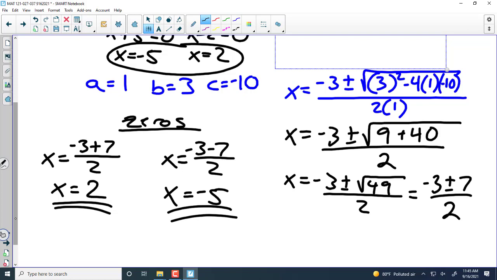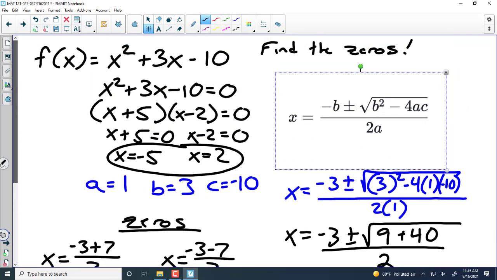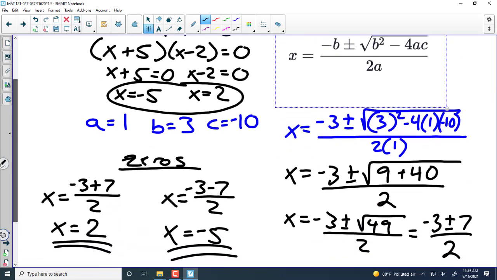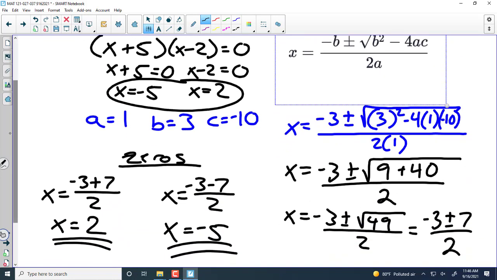Negative 3 minus 7 is negative 10. Divided by 2 is negative 5. Did we get the same answers that we got when we factored? Yes. Yeah, that's the whole point. Now, if you can see how to factor it, is factoring quicker? Yes, but will the quadratic formula always work? Always, every single time. And sometimes we need to use it because maybe we can't see how to factor, or factoring just can't be done.